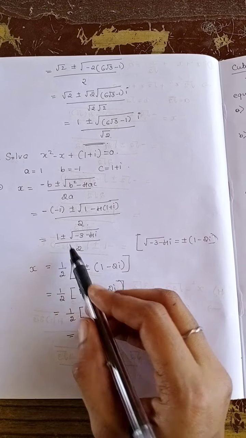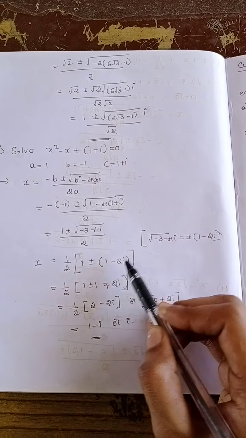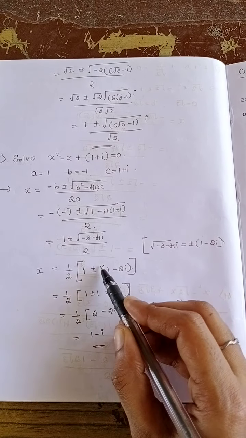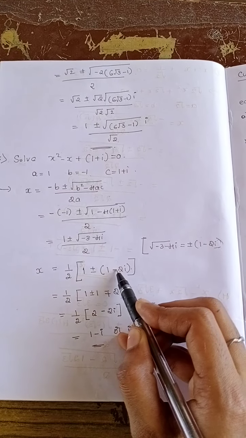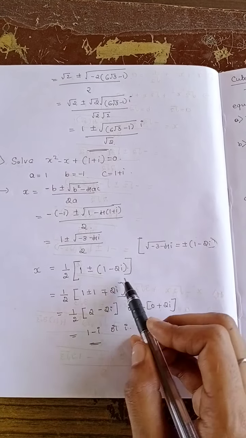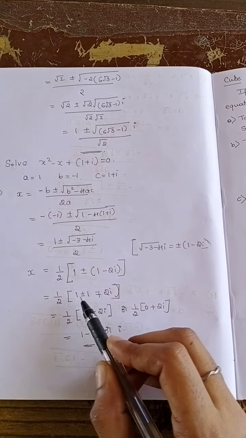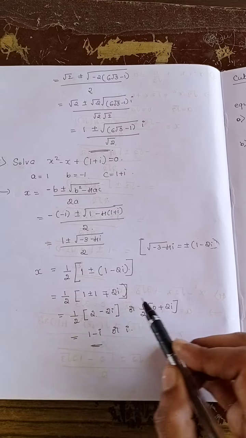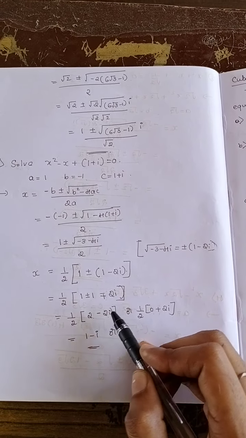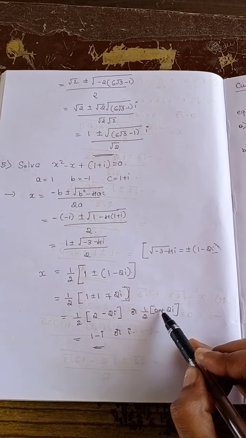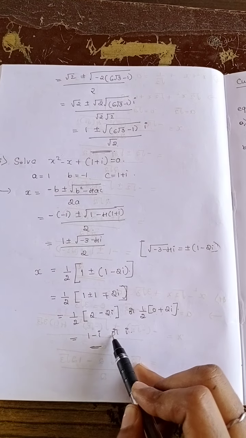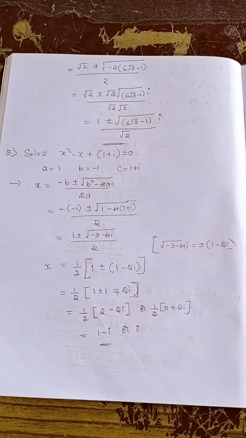Next, x is equal to 1 by 2, 1 by 2 is common, 1 plus or minus this can be written as 1 minus 2i. So 1 by 2 into 1 plus or minus 1 minus 2i. Here minus into plus into minus is minus. Minus into minus is plus. So minus or plus 2i. So solving this, 1 by 2 into 2, 1 plus 1 is 2, 1 minus 1 is 0. 1 minus 1 minus 2i is minus 2i, minus 2i plus 2i. 2 is common here, 2 getting cancelled, so we get 1 minus i and i.